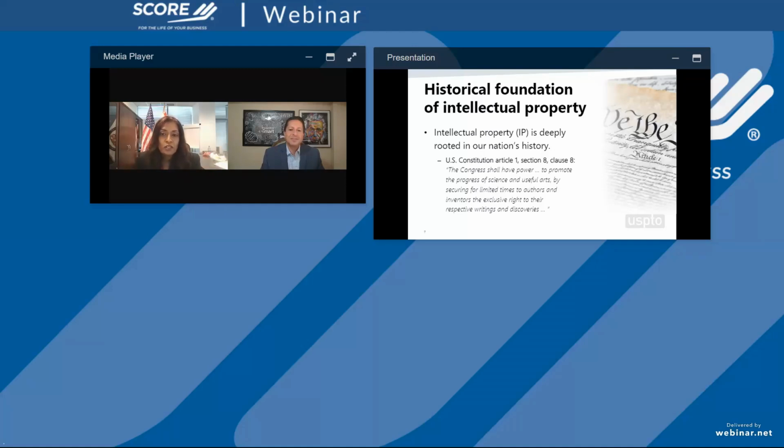Intellectual property is deeply rooted in our nation's history. You look even in our Constitution, and you will see that our Constitution talks about intellectual property. So Article 1, Section 8, Clause 8: Congress shall have power to promote the progress of science and useful arts by securing for limited times to authors and inventors the exclusive right to their respective writings and discoveries. So our Constitution itself talks about intellectual property, but there are different types of intellectual property.